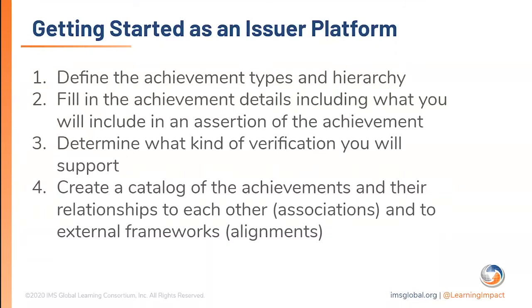Once you've defined the achievement types and hierarchy, start filling in the achievement details that you're going to include, and split it out so that the information about the assertion is also captured. The way we've seen people be successful is by using a spreadsheet and listing out each achievement and the assertion of that achievement, with all the properties that you're going to specify for each. The achievements can then be captured in a database and just referenced when you make the assertion.